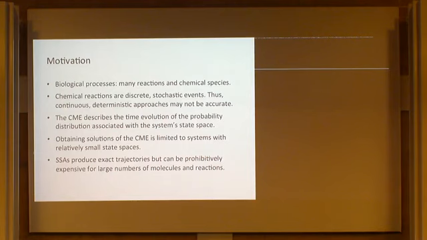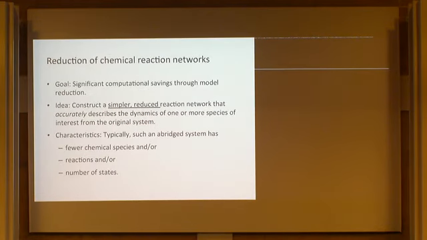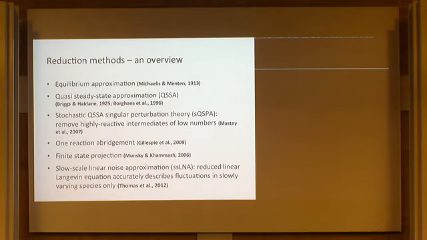So the goal in the reduction of chemical reaction networks is to gain significant computational savings by reducing the model. We construct a simpler reduced reaction network that accurately describes the dynamics of one or more species of interest from the original system. Typically, this means that the abridged system has fewer chemical species or fewer reactions or fewer states. So the state space is reduced.